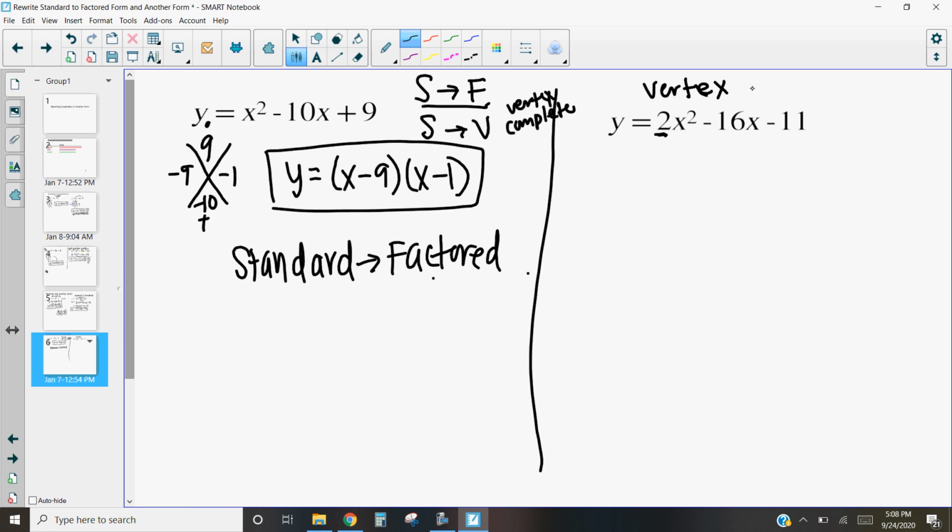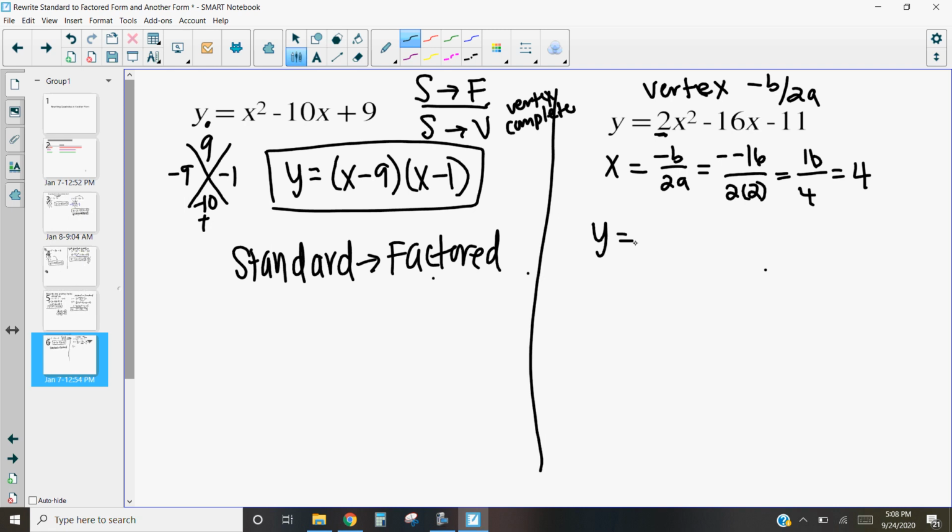So let's do that negative b over 2a method. What we want to do is find our vertex. Remember, the x value of our vertex is going to be negative b over 2a. Our b value is negative 16. So negative 16 over 2 times 2. Well, negative 16 is just 16 over 4, and 16 divided by 4 is 4. So that's our x value of our vertex.